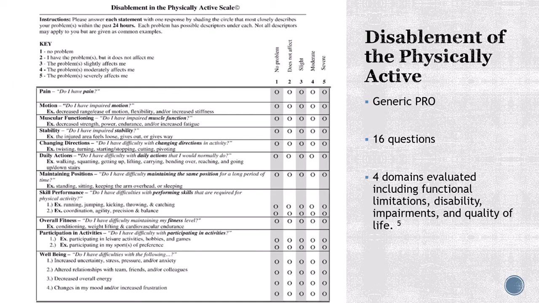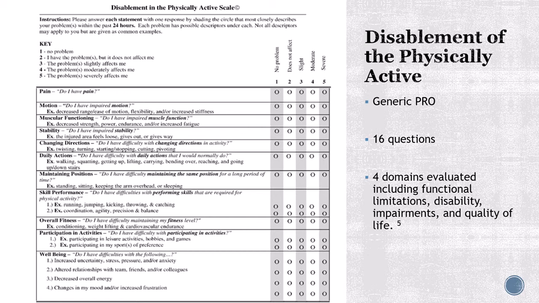This DPA, the Disablement of the Physically Active, was selected because it is a generic PRO. This generic PRO once again can be used with any injury, illness, or condition. So any athlete that presented to the UEC ATR that met that time loss qualification, regardless of the location of their injury or their condition, was qualified to complete the DPA. As you see here, this DPA is relatively simple to understand, which helps us conquer that health literacy barrier that may potentially exist for some of our patients.